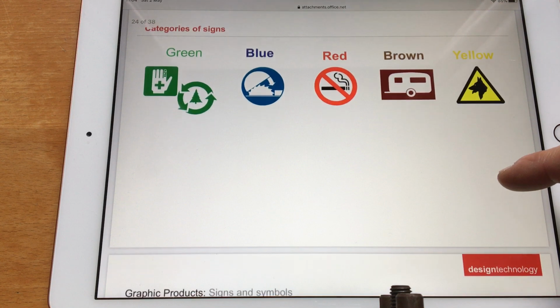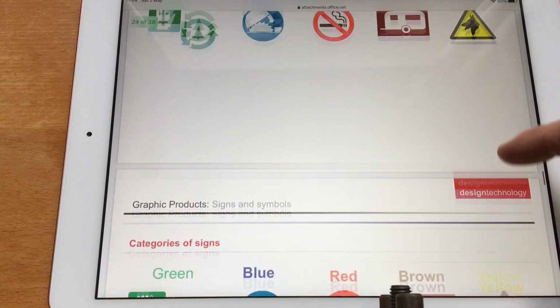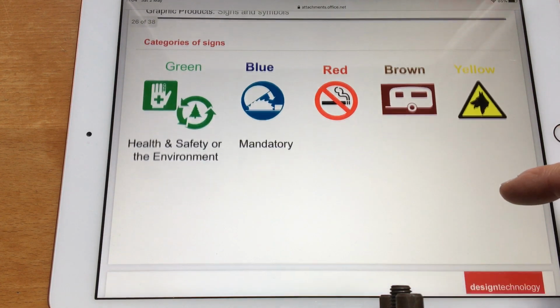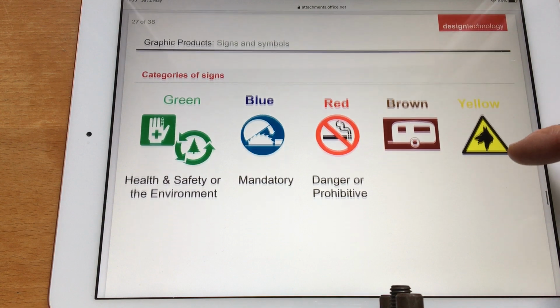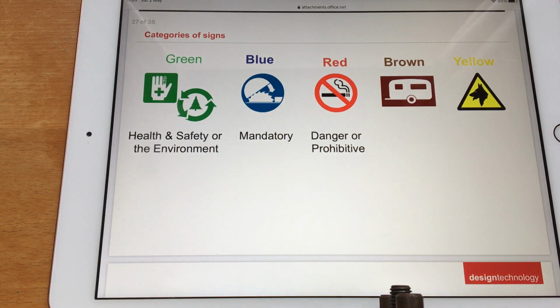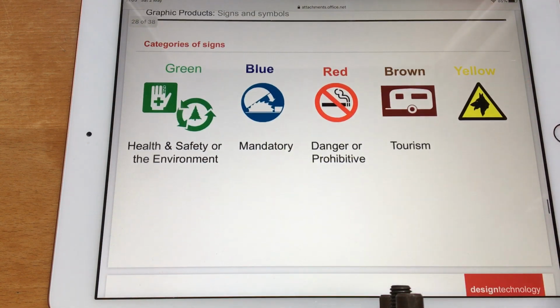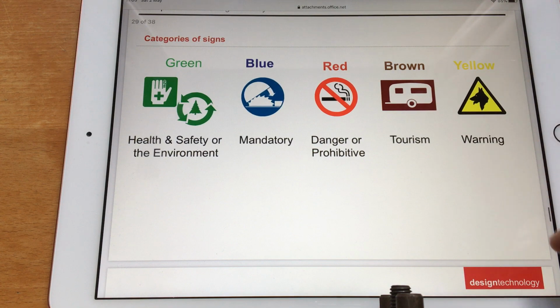If we scroll up, we can categorize signs and symbols. On the left hand side, we've got green. These normally represent something to do with health and safety or the environment. Blue is normally a mandatory sign, which means you must do it. So in this case, we have to put a cover on the circular saw. The next meaning is prohibitive signs. These are things that you cannot do, so you mustn't smoke in this case. If I scroll up again, the brown signs are normally informative signs for tourism, for instance. And then the yellow signs are general warning signs as well, and they've also got to be in a triangle.